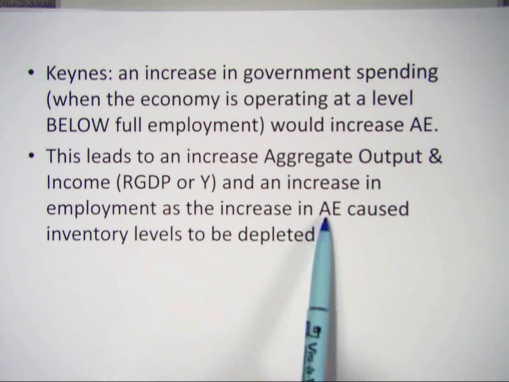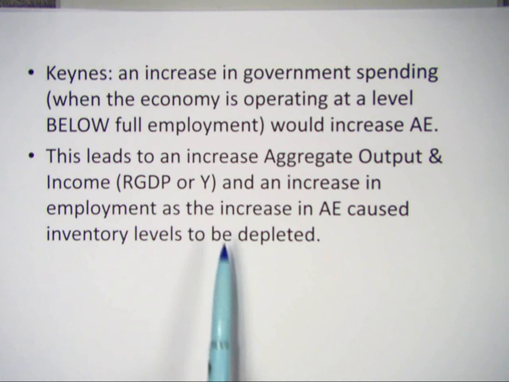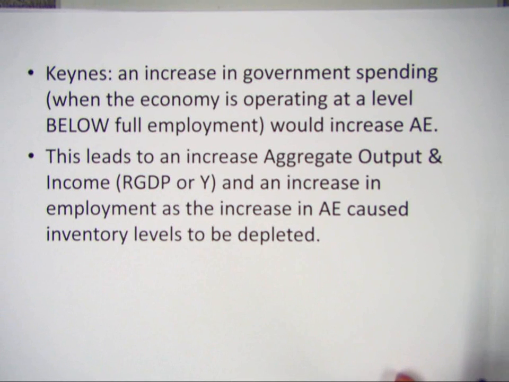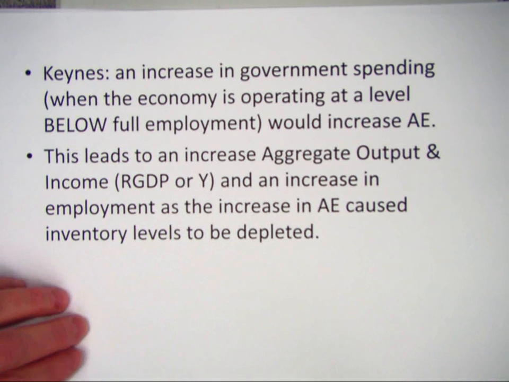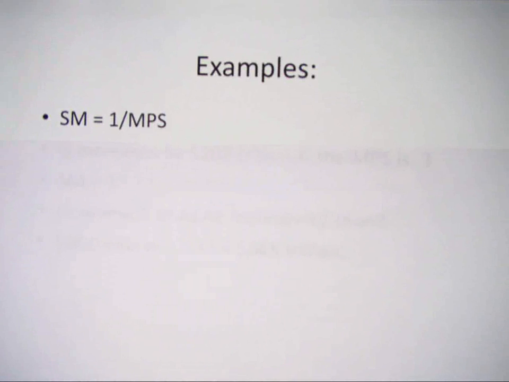That leads to an increase in aggregate output, Y, our GDP from a previous unit, and an increase in employment, as the increase in aggregate expenditures caused inventory levels to be depleted. When inventory levels are going down, that's when producers really ramp up production because they need to accommodate that increase in demand. So let's look at some examples.